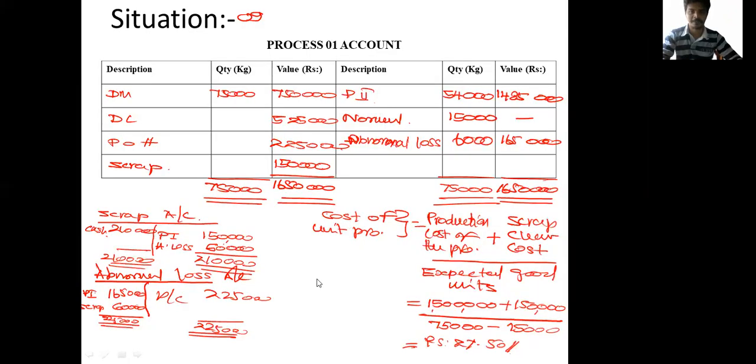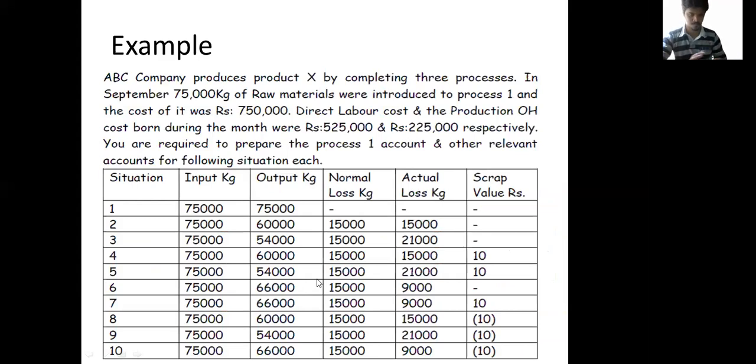Situation number 10. Now, what is the case? It's the same. Output 66,000, normal loss 15,000, actual loss 9,000. That is an abnormal gain of 6,000. As earlier, we need to incur additional cost to clean the scrap. Okay.